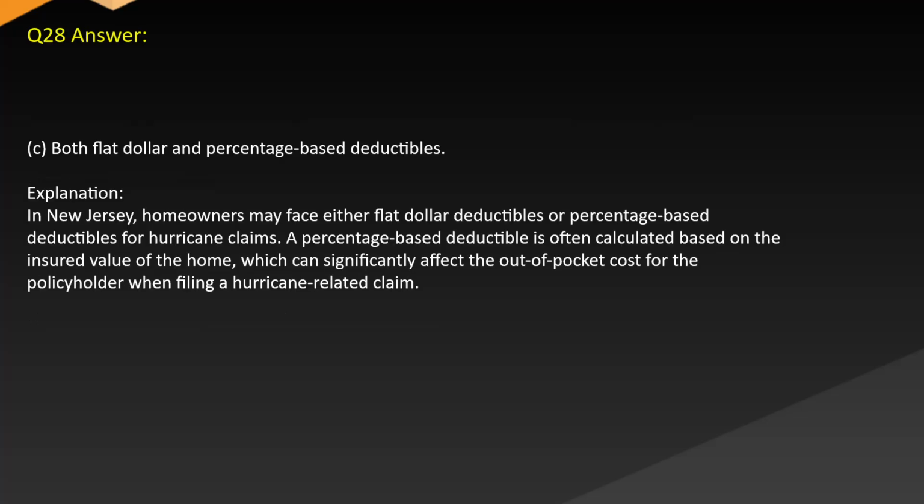Answer: C. Both flat dollar and percentage-based deductibles. Explanation: In New Jersey, homeowners may face either flat dollar deductibles or percentage-based deductibles for hurricane claims. A percentage-based deductible is often calculated based on the insured value of the home, which can significantly affect the out-of-pocket cost for the policyholder when filing a hurricane-related claim.